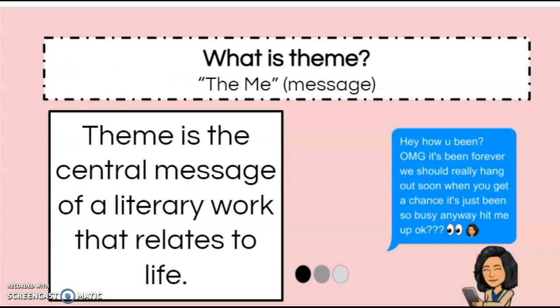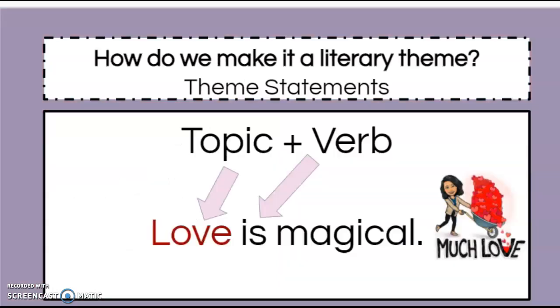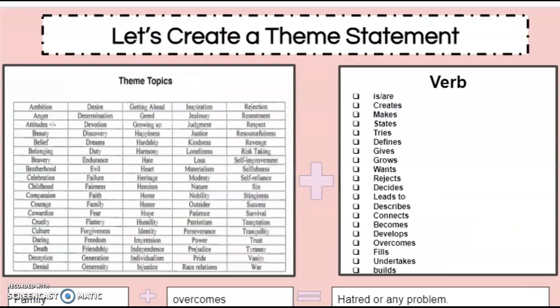Theme. Theme is the me. Theme is a central message of a literary work that relates to life. Okay, without theme, we're not getting very far. So how do we make a literary theme? Theme statements. It's topic plus verb. So love is magical, okay? We need that topic plus verb to create a theme statement, or the me statement.